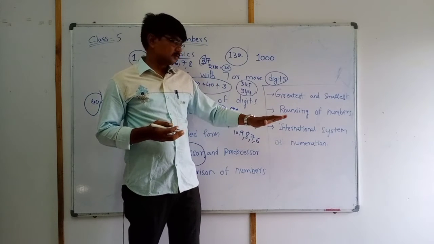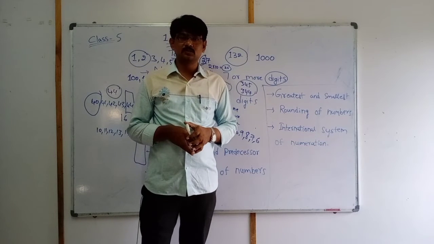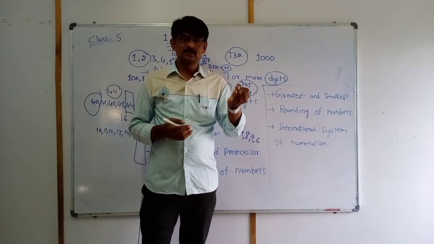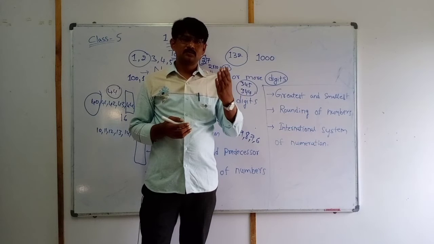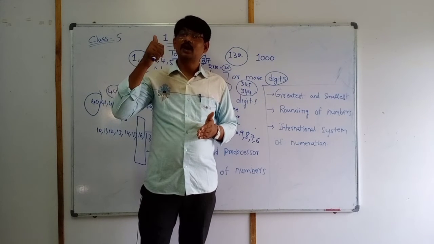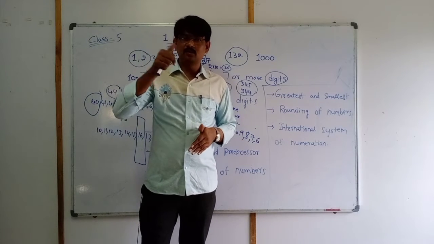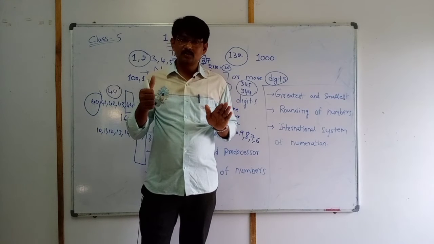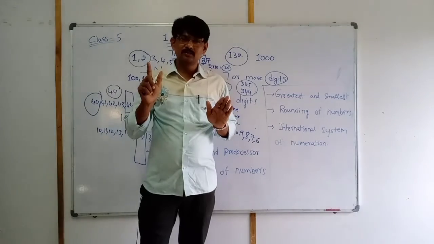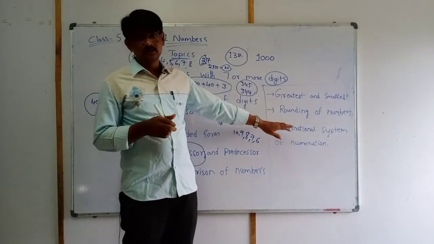In this chapter, we will learn about the international system of numbers also. What is the international system of numeration? Ones, tens, hundreds, thousands, 10,000s. Here it is changing. 100,000s. In the Indian system, 1 lakh comes. Here, 100,000s is coming. After that, million, 10 millions. Yes, this is the international system.